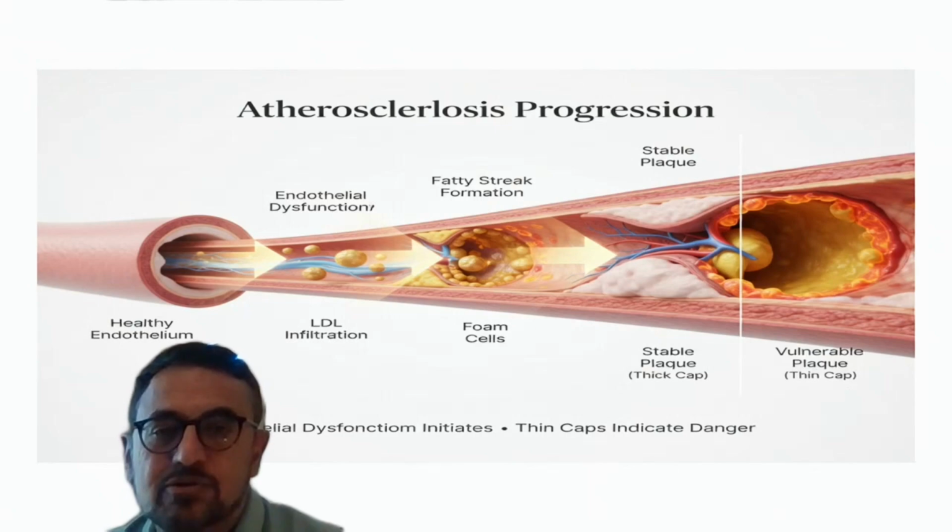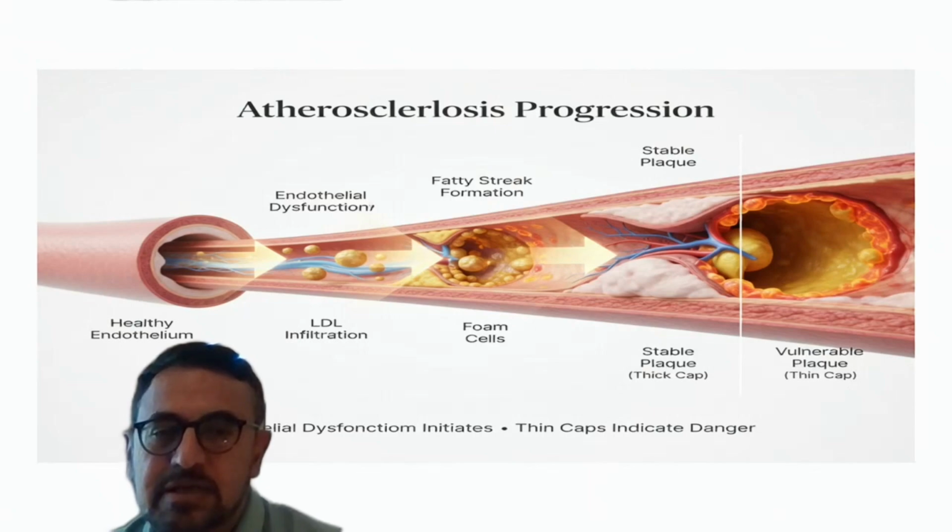Macrophages try to consume the oxidized LDL that has infiltrated the vessel wall, but they gorge themselves and become foam cells. These bloated, lipid-laden cells gather to form a fatty streak. Then macrophages act like tiny demolition crews inside the artery wall, setting up the stage for a highly unstable plaque.